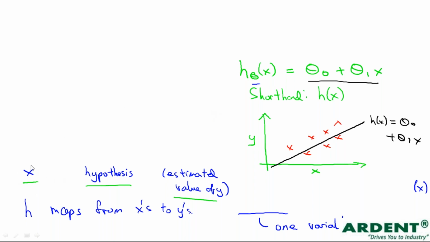Here x, hypothesis, is the estimated value of y. So h maps x to y. So h theta equals theta 0 plus theta 1 x. X represents the independent variable, because the value of y is totally dependent upon x. So y is the predicted value, and x is basically the feature, right?